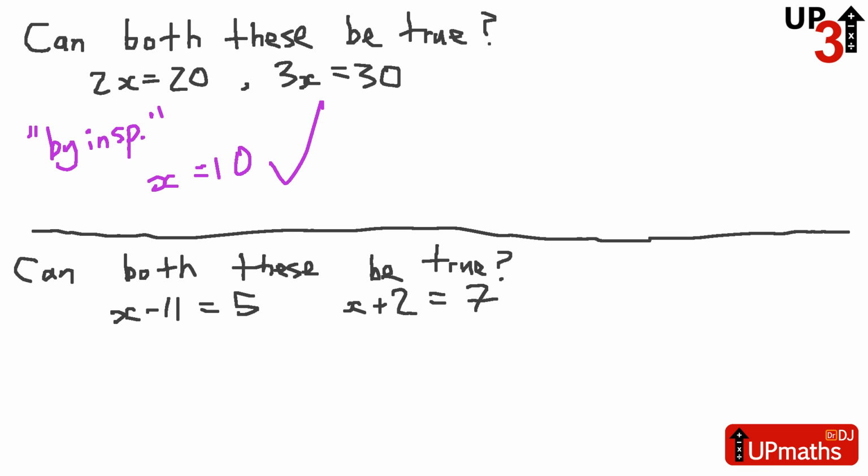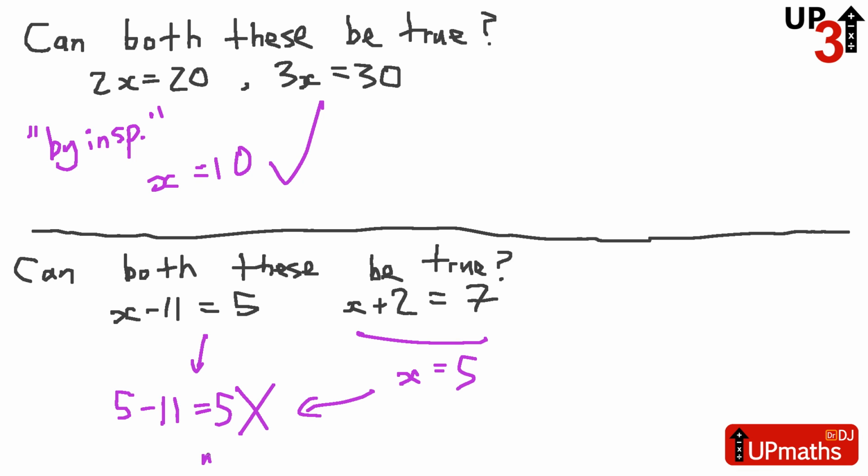What about this one here? Well, I'm going to rearrange this to say x equals 5, and then I'm going to substitute it into here, and then that gives me 5 minus 11 equals 5, which is not true. So no.